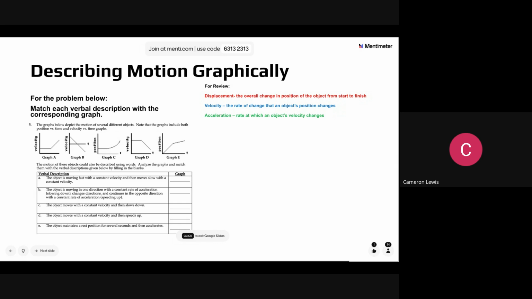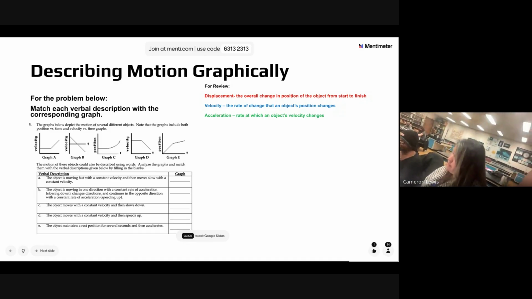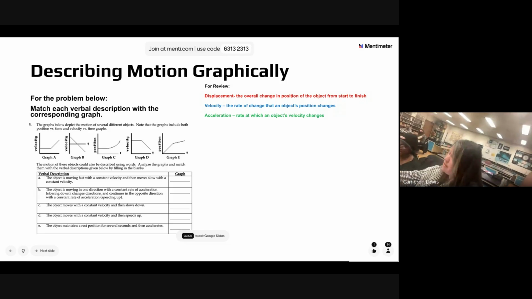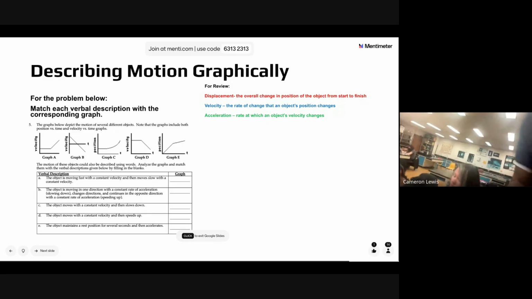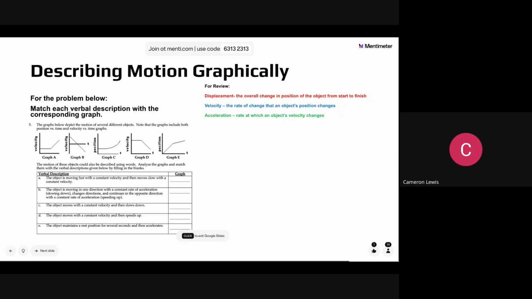For E, we went with graph A because it's a velocity graph and it talks about a rest position for several seconds and then you have a constant acceleration. So for E, you got A. Yes. Okay. Correct. So let's go through and see what we got.